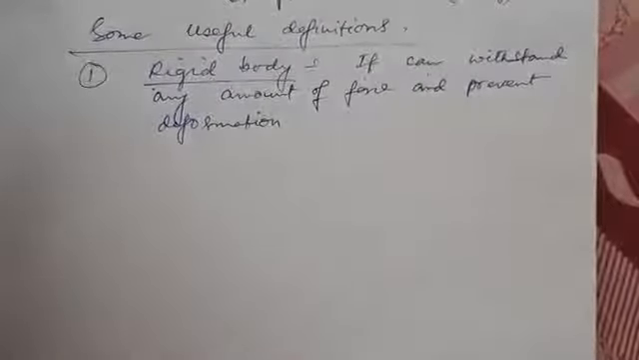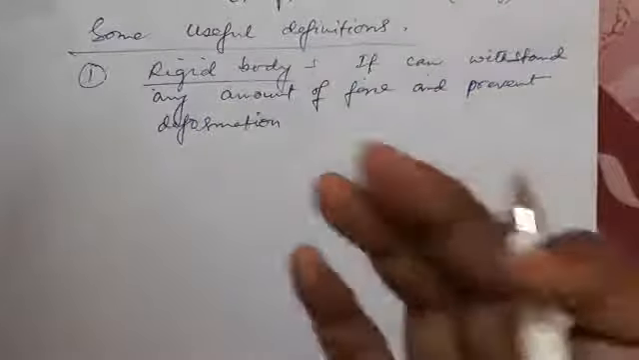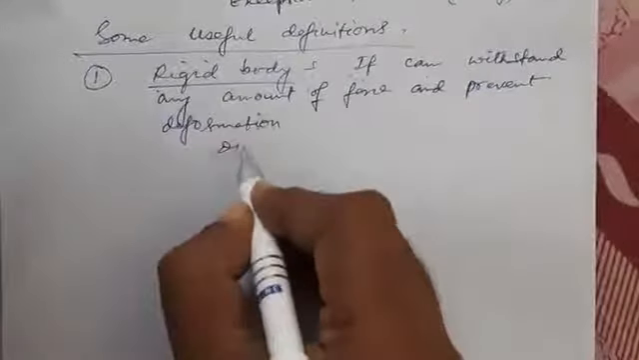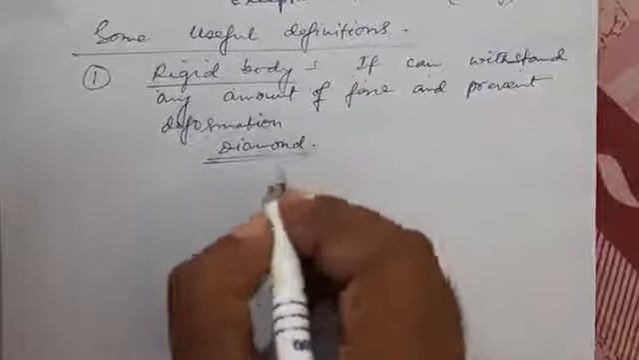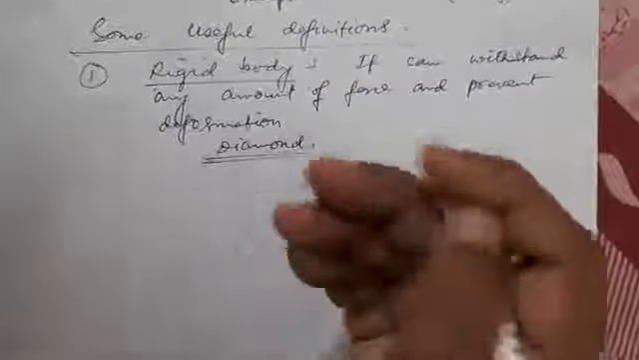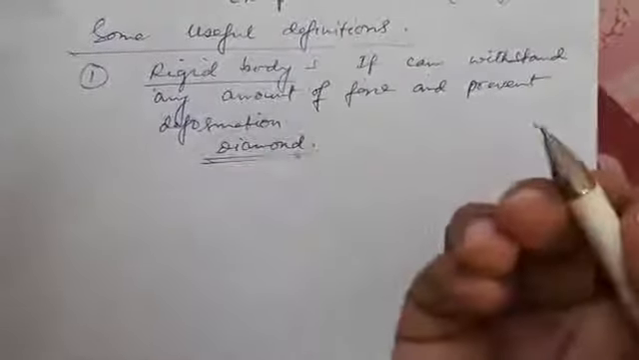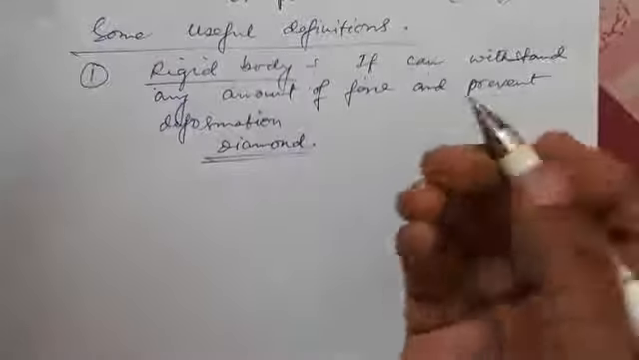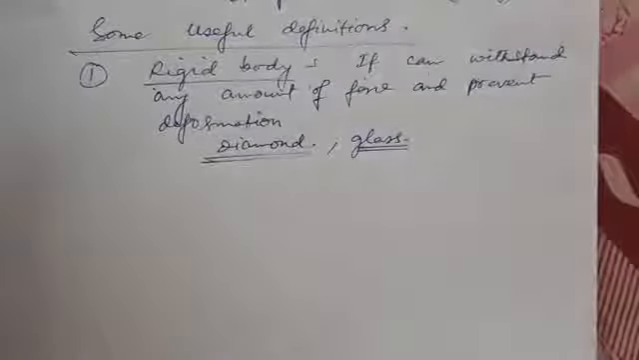In actual practice, no substance is perfectly rigid. A very near example to the rigid body case is diamond. It is not an absolute rigid body, but if we can say anything in nature which is very near to being a rigid body, it is diamond. And another you can say is glass also. Glass is also a rigid body. They are very close approximations of a perfectly rigid body.